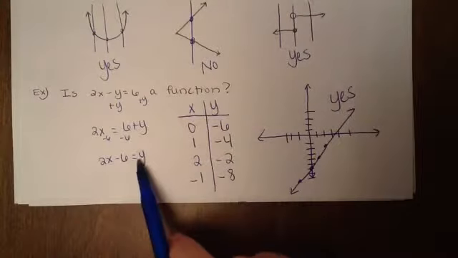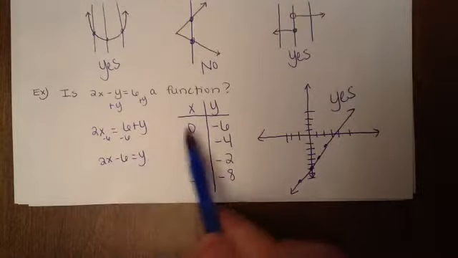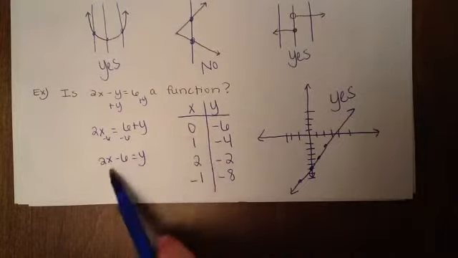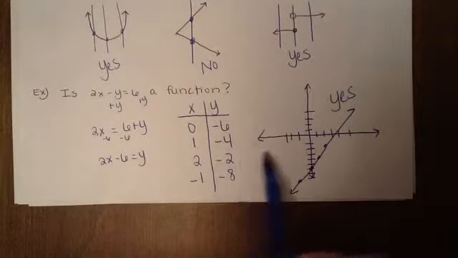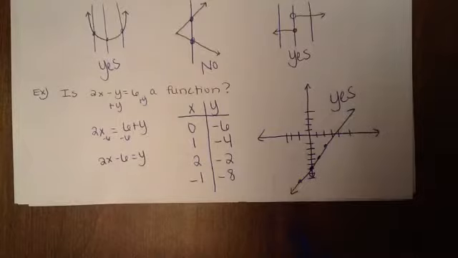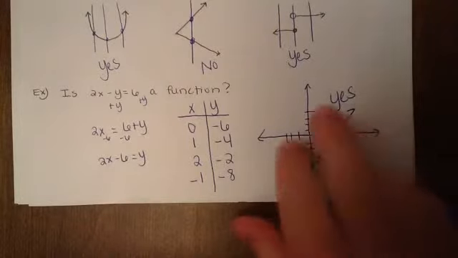So get the y by itself, or a variable by itself. Make a table, plug in some values for x, graph the points, and see if it passes the vertical line test.